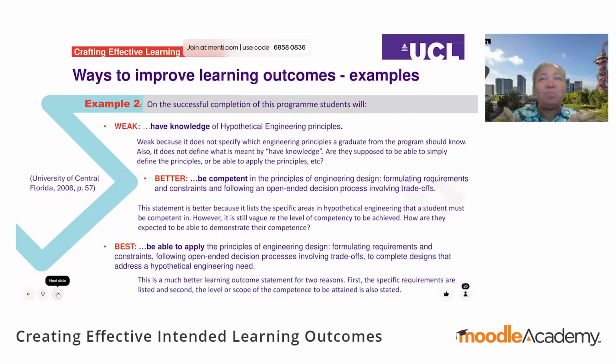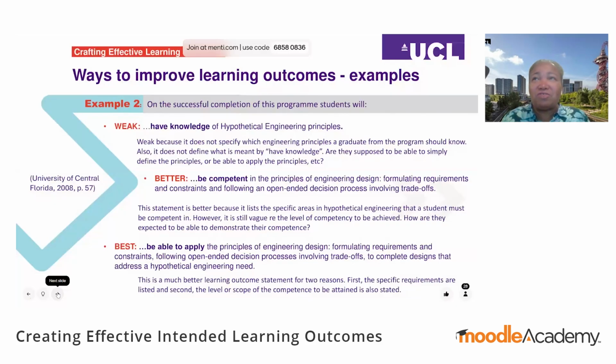Well, this is kind of weak because it's not terribly specific, as in it doesn't specify the engineering principles a graduate should know. And it doesn't define what is meant by have knowledge. Does that mean that they're simply able to define the principles, which is a lower cognitive level of effort? Or should they actually be able to apply the principles, which is a higher level of cognitive ability? So let's see if the person who devised this outcome can improve on it. So they have another bash.